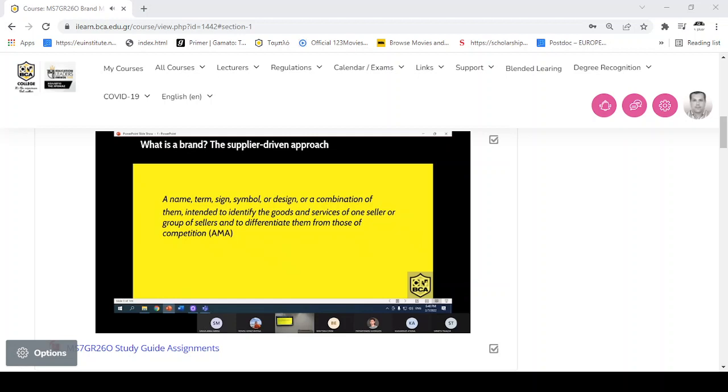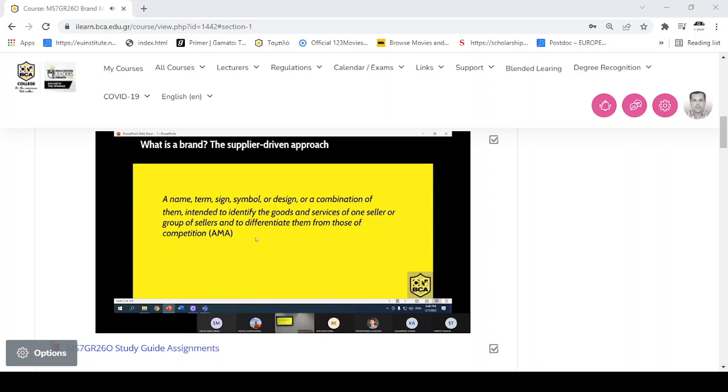So what is a brand? The official definition given for brands by the American Marketing Association is that a brand is a name, term, sign, symbol, or design, or a combination of them that is intended to identify the goods and services of one seller or group of sellers and differentiate them from those of competition. The keywords here are sign, symbol, or design, and differentiation. So basically, a symbol or sign may be a logo or an advertising communication or any other aspect of brand identity. And what you want to do with this brand identity is to differentiate yourself from the competitors. This is the alpha and the omega of branding.